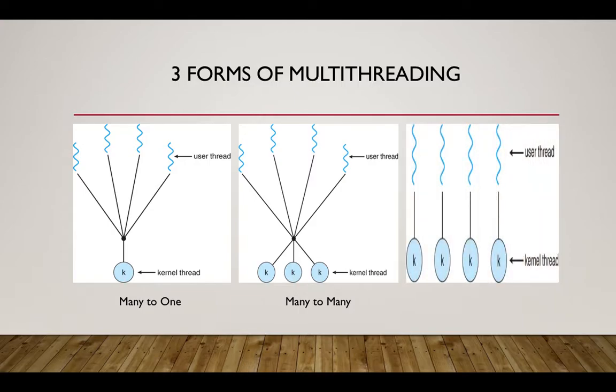And the last option is one-to-one: one user level thread to one kernel level thread. In this option, each user level thread created by the application is known to the kernel, and all threads can access the kernel at the same time.